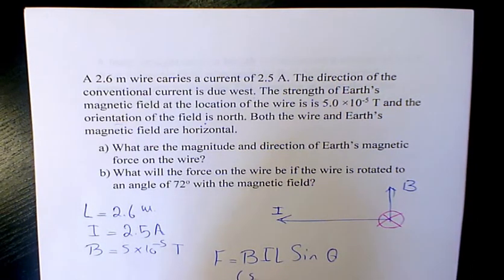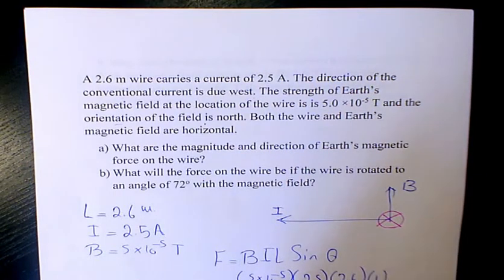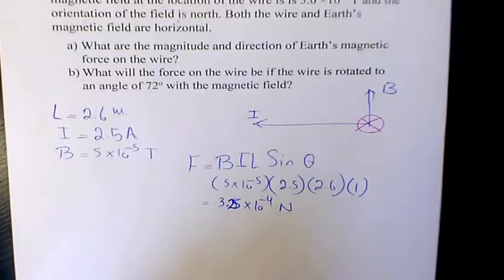BIL times sine theta, which is going to be 5 times 10 to the power of -5. I is 2.5, L is 2.6, sine theta is 1 because sine 90. 2.5 times 2.6 is going to be 3.25 times 10 to the power of -4 Newton.